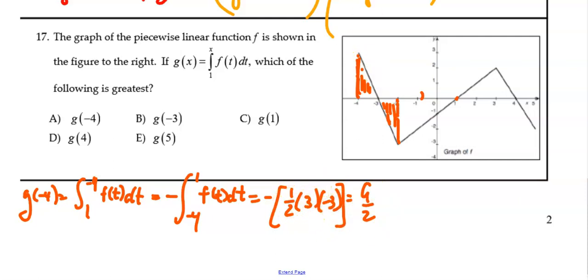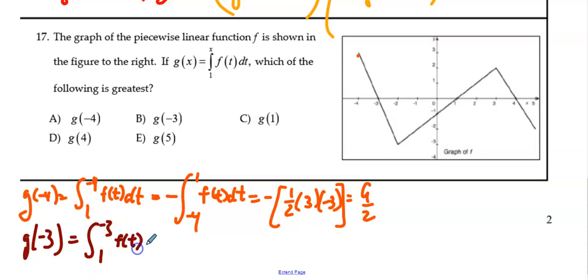And that's basically, without wasting a lot of time, ladies and gentlemen, how you're going to do these problems. So if we look at the next problem, g of negative 3, again, we're going to get the integral from 1 to negative 3 of f of t dt. And so we're going to pull out a negative. That way we can flip them very easily.